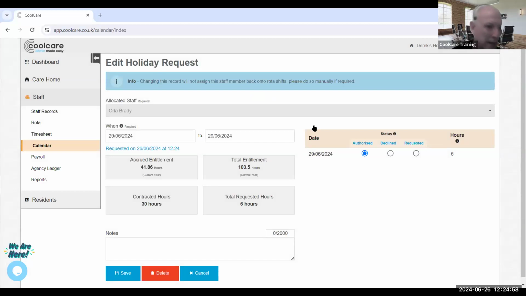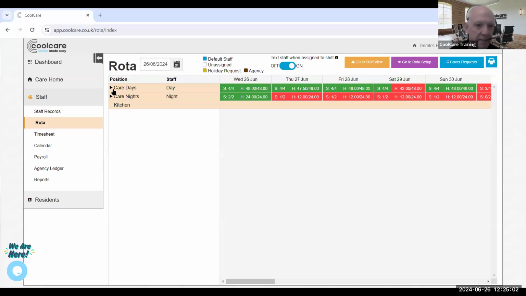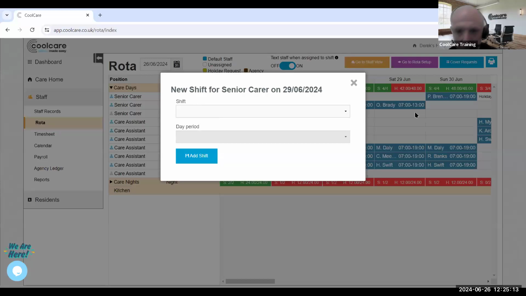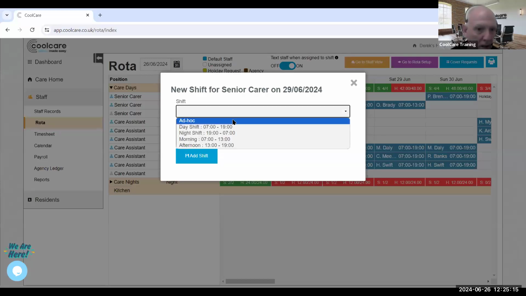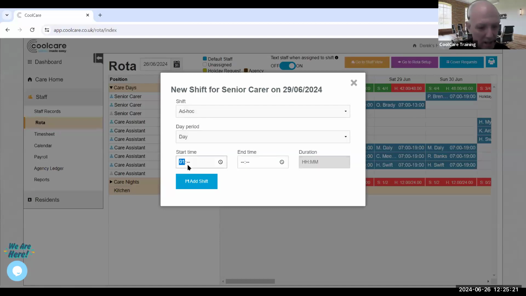I've still got one problem left. Go back to my rota. My problem that's left is this. Orla's working 7 to 1. Who's working 1 to 7? This is why you always have your spare lines, your blank lines, so you can do stuff like this. I'm going to click here and put another ad hoc shift in. It's going to be a day. It's going to be from 1 o'clock to 7 o'clock.